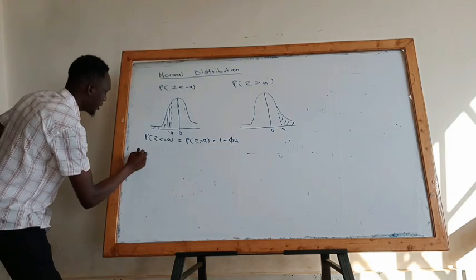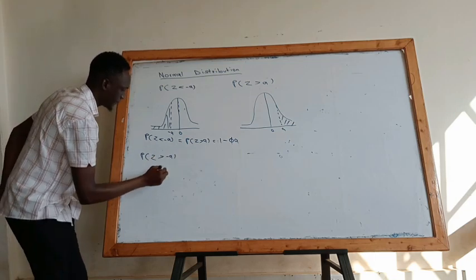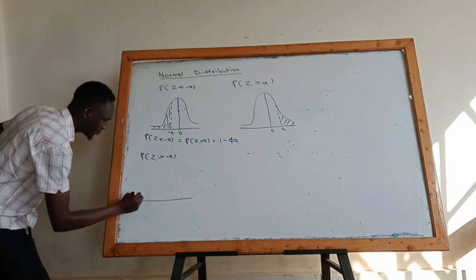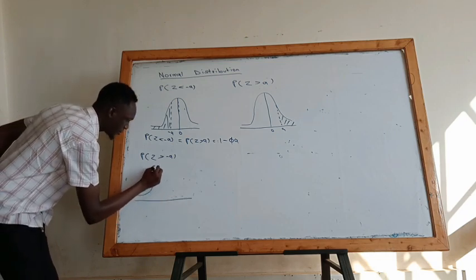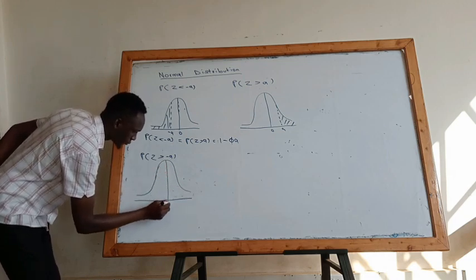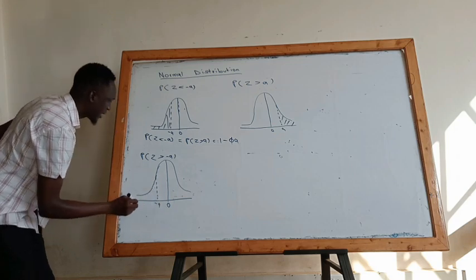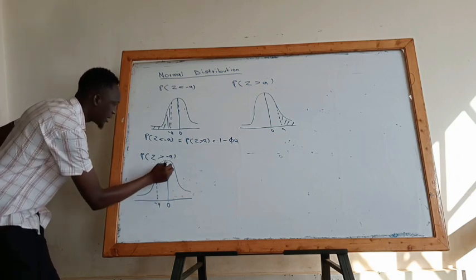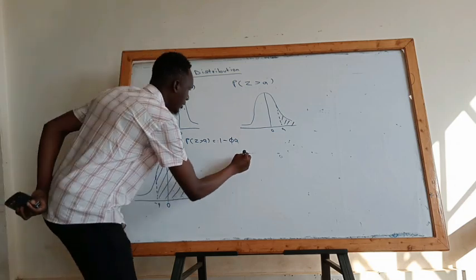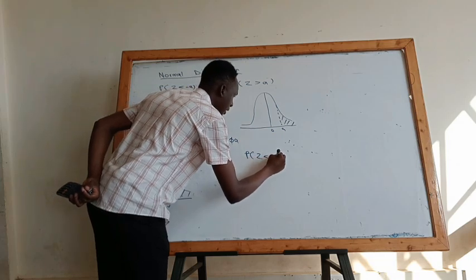What if we had the probability that Z is greater than negative A? Let's draw the sketch. Let's have negative A. Z is greater than, which means they need the area to the right. Let's have the sketch of the probability that Z is less than positive A.